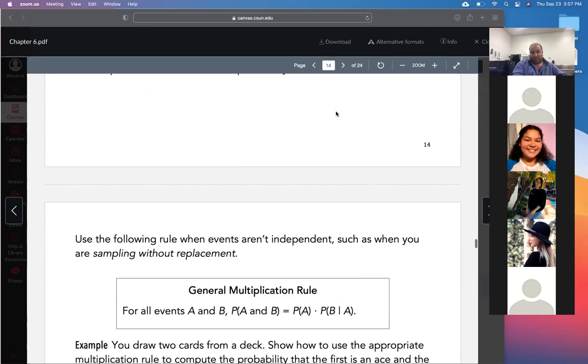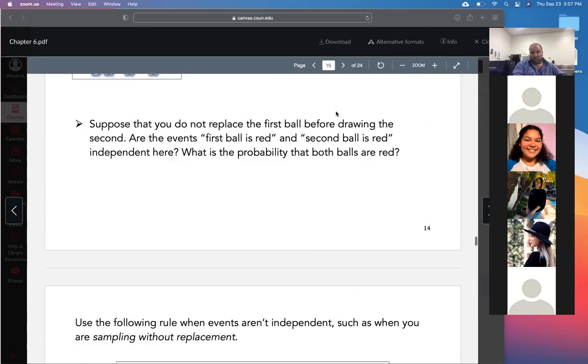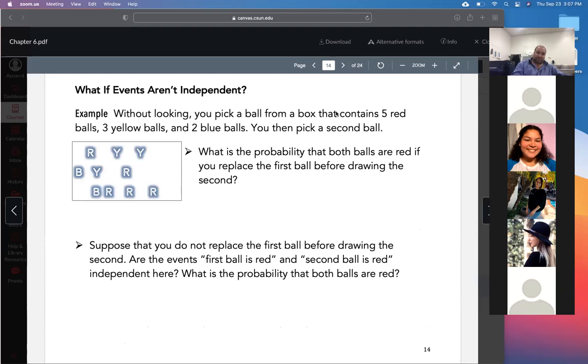So the question now becomes, what if events are not independent? Without looking, you pick a ball from a box that contains 5 red balls, 3 yellow balls, and 2 blue balls. So 1, 2, 3, 4, 5, 6, 7, 8, 9, 10. What is the probability that both balls are red if you replace the first ball before drawing the second?